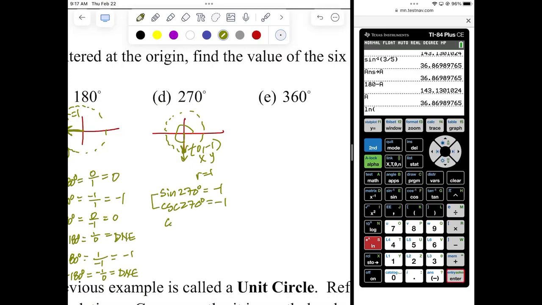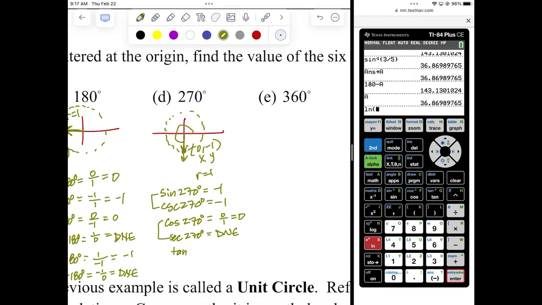Okay. What's cosine of 270? Well, that's x over r. That's 0 over 1, which is what? 0. Remember, if we land on the y-axis, we've collapsed the triangle's width down to 0. Cosine measures the width, which is 0. So what should the secant of 270 be? Yeah. Undefined. Hot diggity donut. We got it.